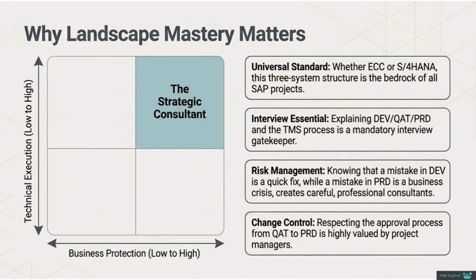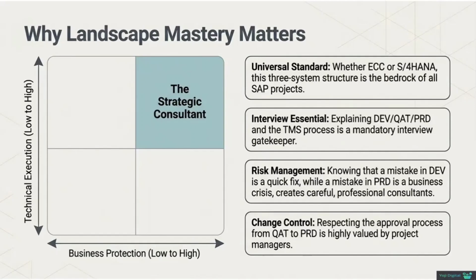Third, it teaches you to be careful. A mistake in development has no impact. A mistake in quality causes delays. A mistake in production affects real users and the real business. Understanding this makes you a more responsible and professional consultant. Fourth, change control. In most companies, moving something to production requires formal approval. Understanding why this exists and following the process is something senior consultants and project managers notice and appreciate.